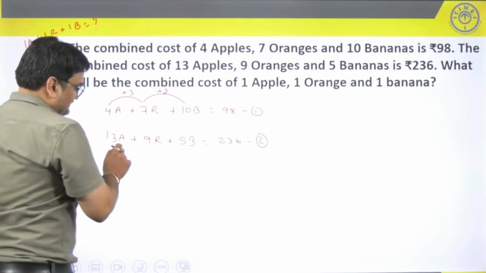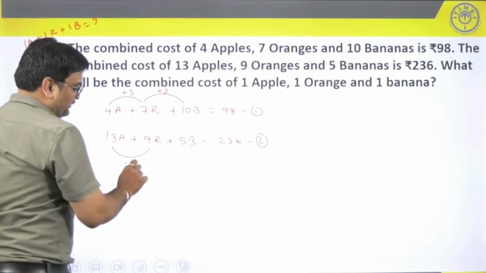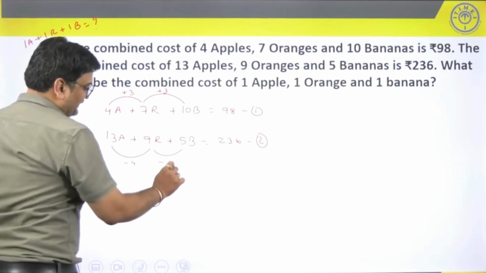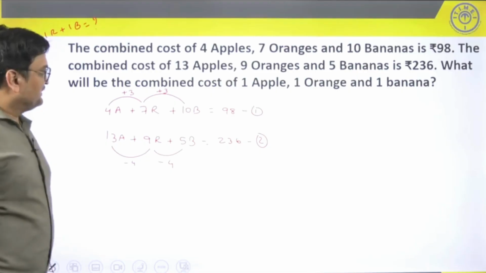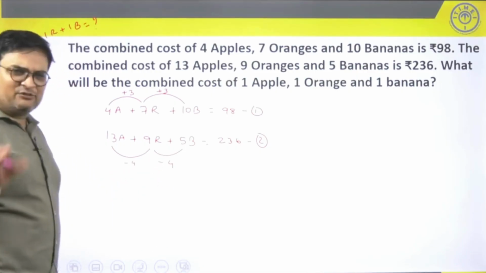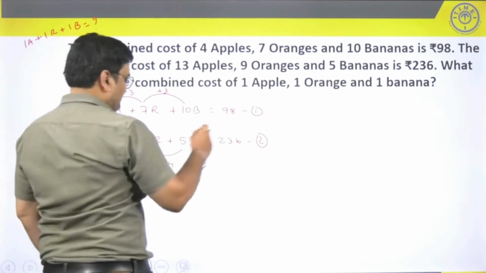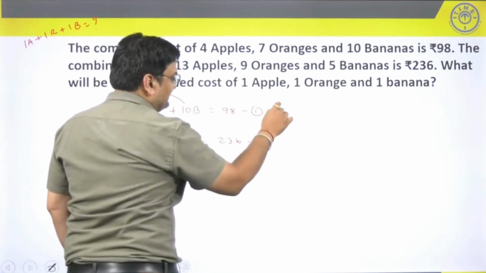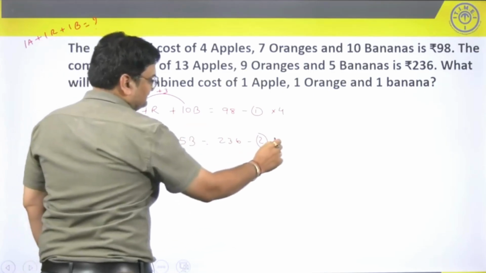Now here, what is the difference? 13 and 9, it's minus 4. 9 and 5 is also minus 4. Write it down with sign. Next, we cross multiply the differences without the sign. So multiply the first equation by 4, we'll take care of the sign later. Second equation by 3.